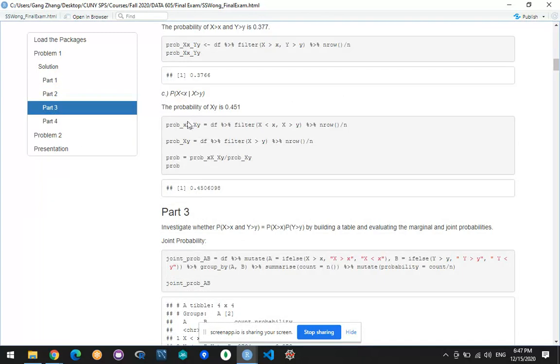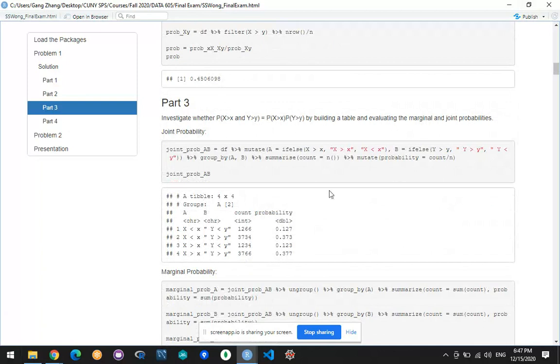And for part C, I do the same way, filter again for S smaller than small s and big S greater than small y, and then count the rows and divide by n, and then do the same for the probability of S greater than small y, and then divide the first probability by the second probability, and this gives me the 0.45 probability.